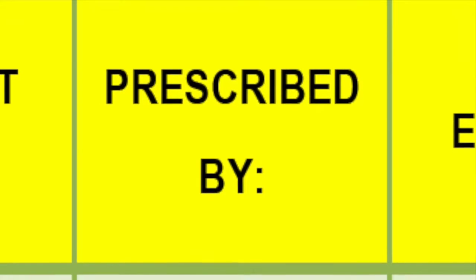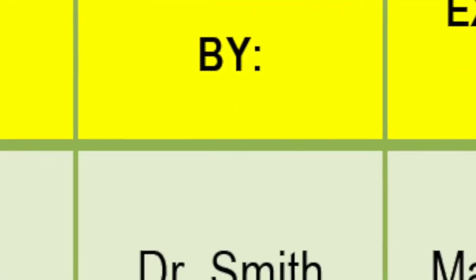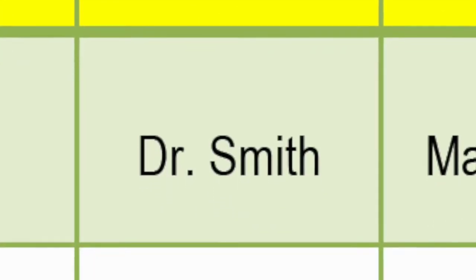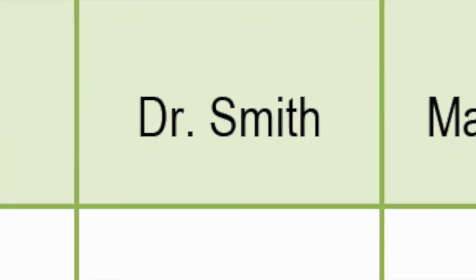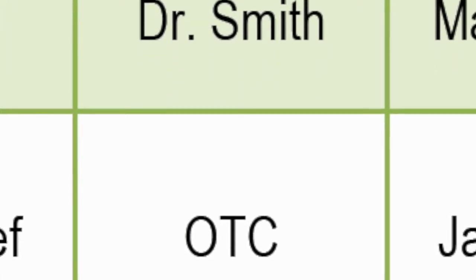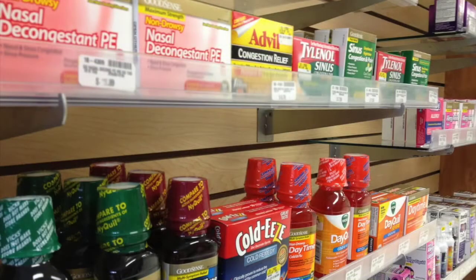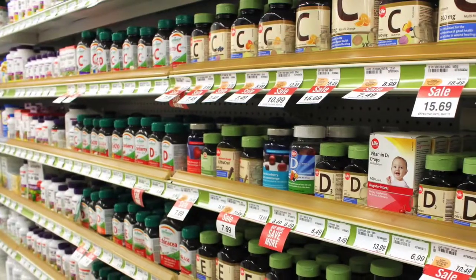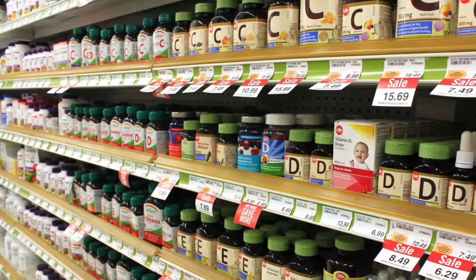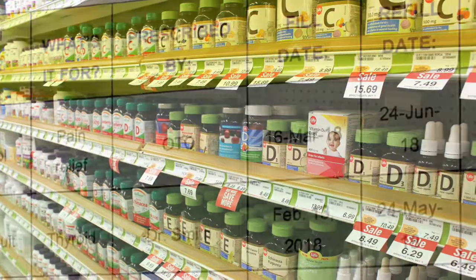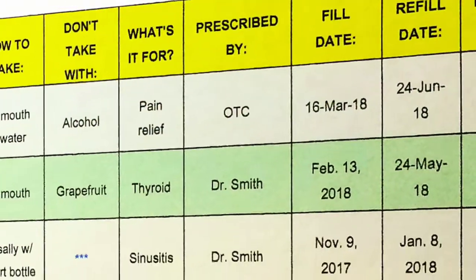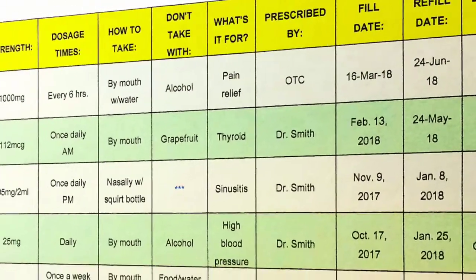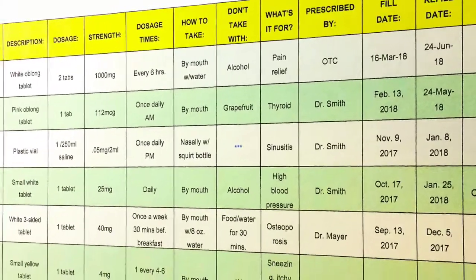The Prescribed By column should contain the prescribing doctor's name. If a particular medication is over the counter and not prescribed, you can enter OTC. Your doctor should be aware of any over-the-counter vitamins, herbal remedies, aspirin, antihistamines, antacids, and such, because they too could have side effects or interactions with prescribed medications. So, OTC meds should contain all the information on the list as other prescription medications.